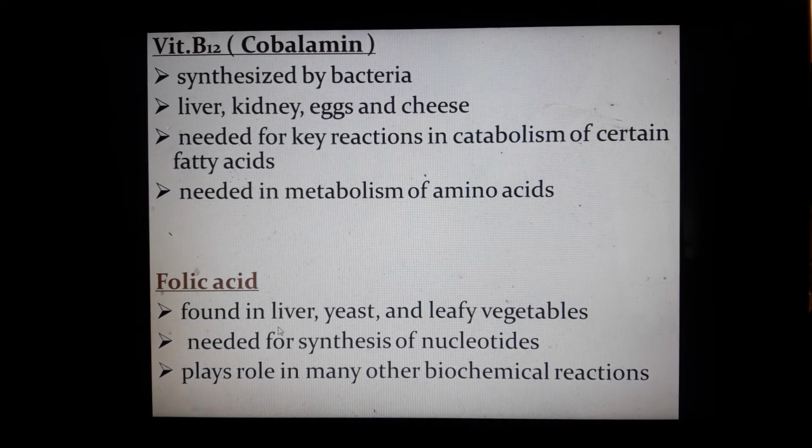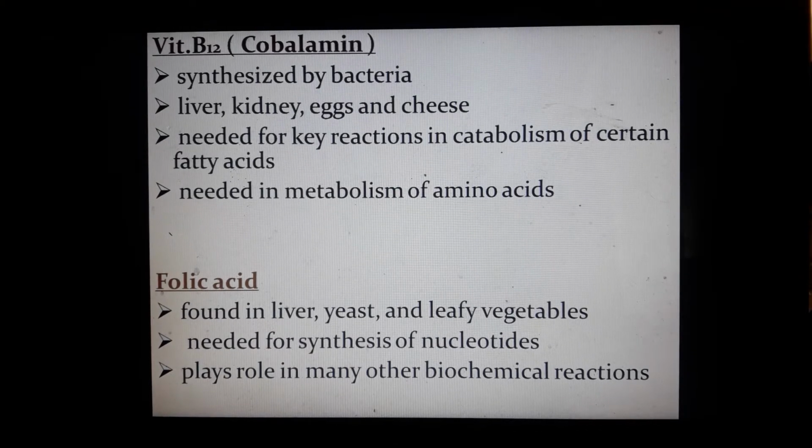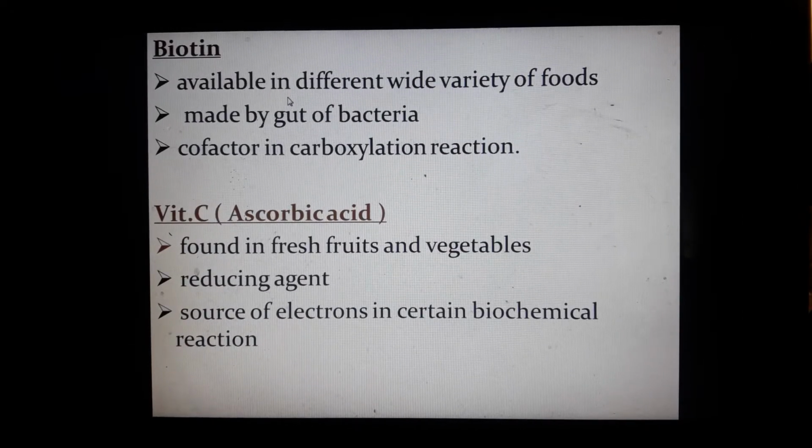Folic acid is found in the liver, yeast, and leafy vegetables, and is needed for synthesis of nucleotides, like our pyrimidines. Okay? Thymine, okay? Thymidine. So it plays a role in different biochemical reactions. Biotin is available in a different variety of foods and is synthesized by gut bacteria. It is a cofactor in carboxylation reactions. When I say carboxylation, it is the addition of a carboxyl group during the reaction process.